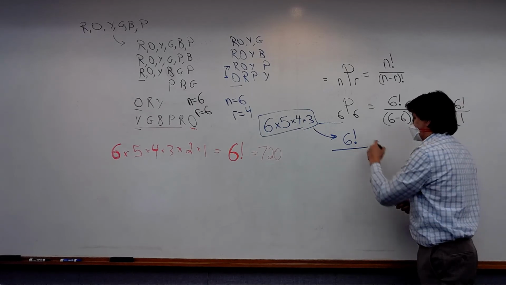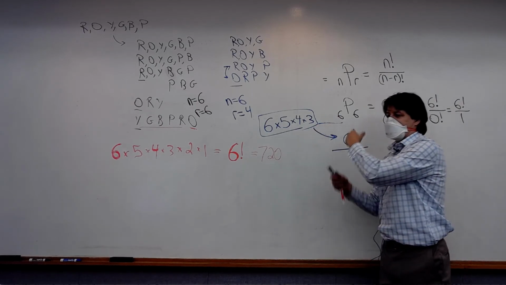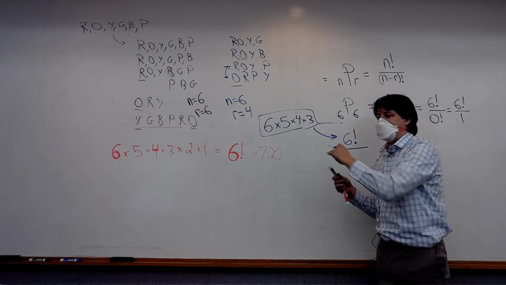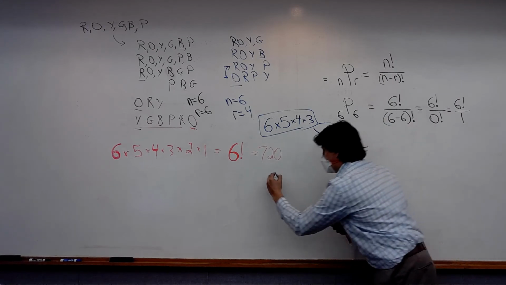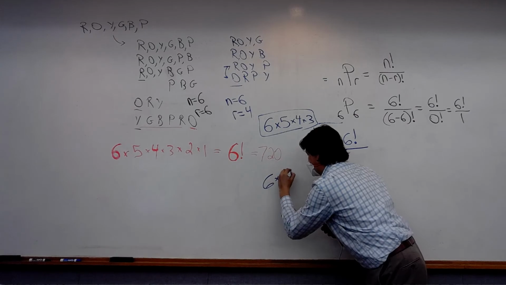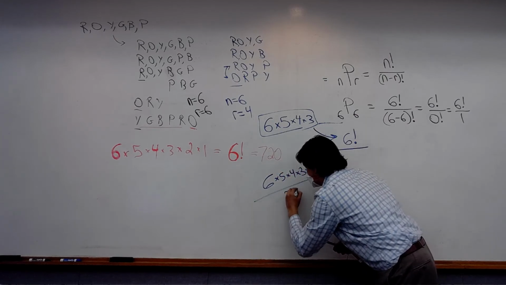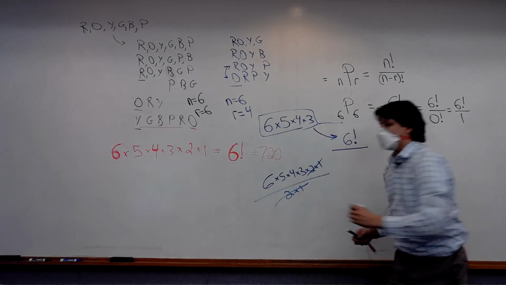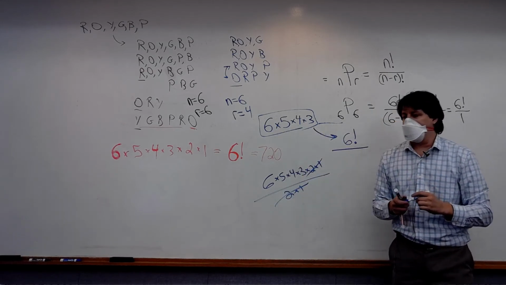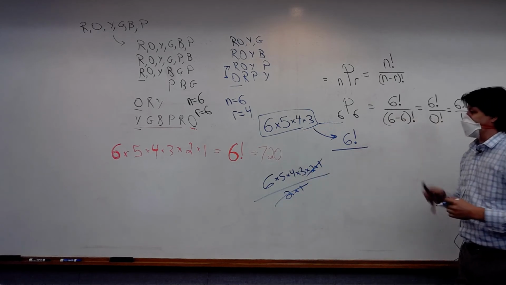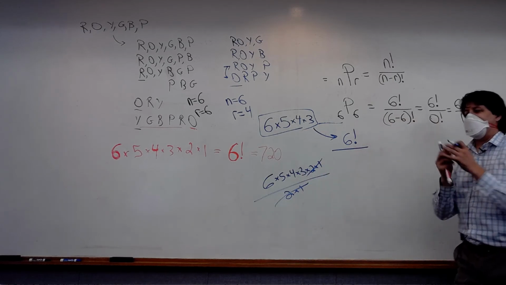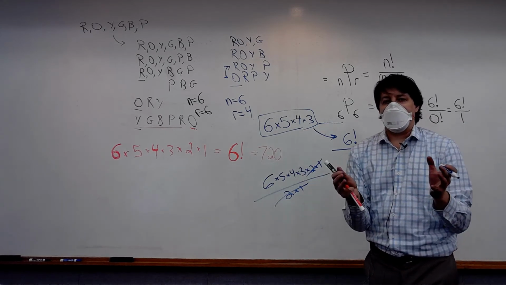Right? Because if I had 6 times 5 times 4 times 3 times 2 times 1, and I divide by 2 times 1, let's just write that out. 6, 5, 4, 3, 2, 1, and divide by 2 and 1. These cancel out, and I get what I'm after. Okay? So let me start with 6 factorial on the top, and let me build 2 factorial on the bottom.